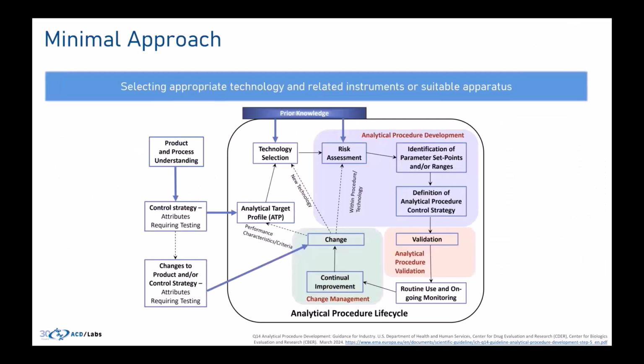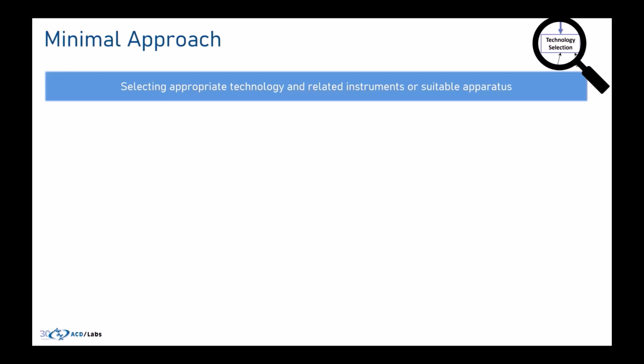So the next parameter that we're going to look at is selecting appropriate technology and related instruments or suitable apparatus. So this fits into the technology section, which leads to risk assessment in analytical procedure development. So in chromatography, the technology could refer to software to help. It could refer to the column, the instrument, so maybe HPLC or UPLC or something else. We're already talking about the software, so let's talk about some of the others.